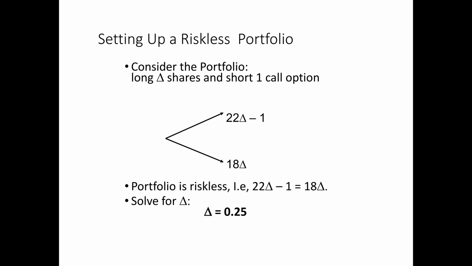Now here you have two outcomes, but one variable, the delta. Delta here actually is the hedge ratio. Now let's make these two outcomes equal, that means risk-free equal. So 22 times delta minus 1, the up state, equals 18 times delta, the down state, and solve for the single variable delta. Here the delta equals 0.25. In other words, a quarter of a share of stock. You go long a quarter of a share matched with a short position in a call. You have a perfect hedge. No matter what happens, go up, go down, they give you the same answer.